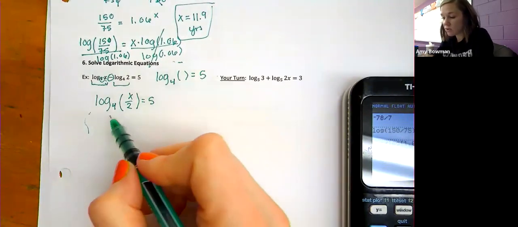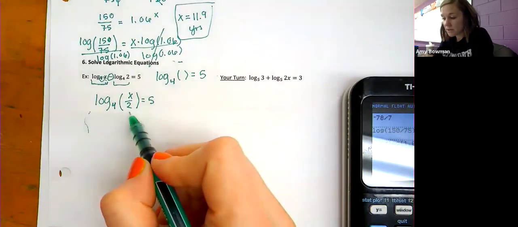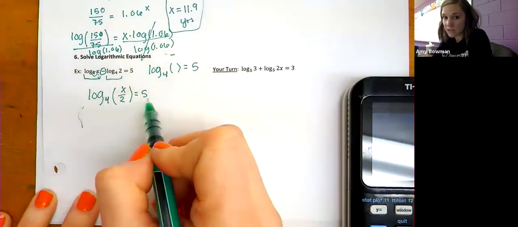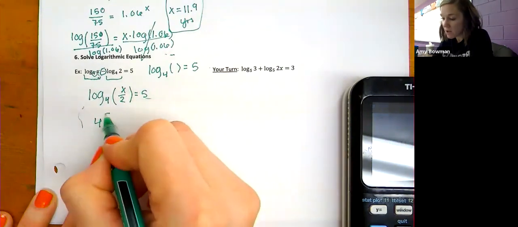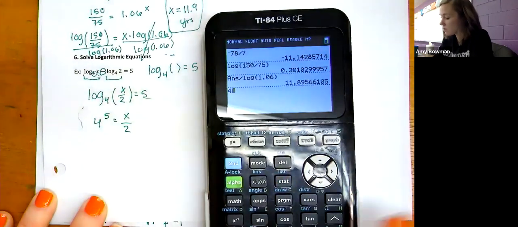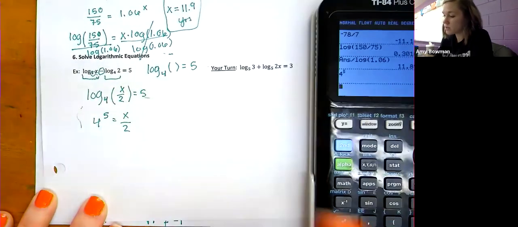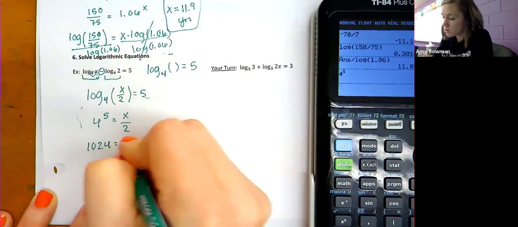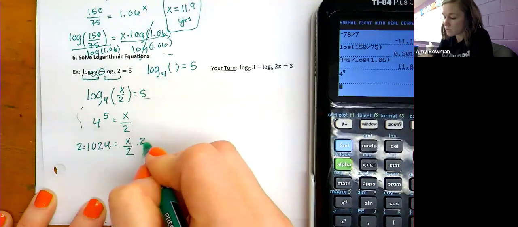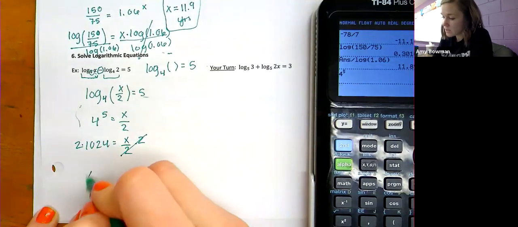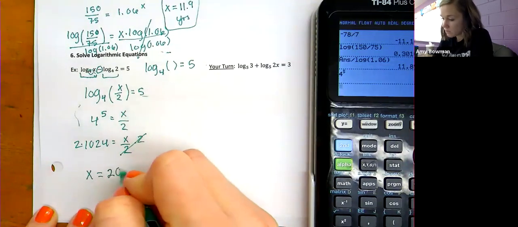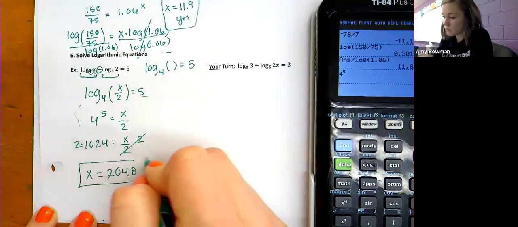Now I have a single logarithm, base 4 of x over 2 equals 5. So now I can just use my knowledge of logarithms to solve for this. So this relationship means 4 to the 5th power equals x over 2. So 4 to the 5th is 1024 equals x over 2. To solve for x, all I have to do is multiply both sides by 2. So x equals 2 times 1024. So that would be 2048. And that is my solution for x.